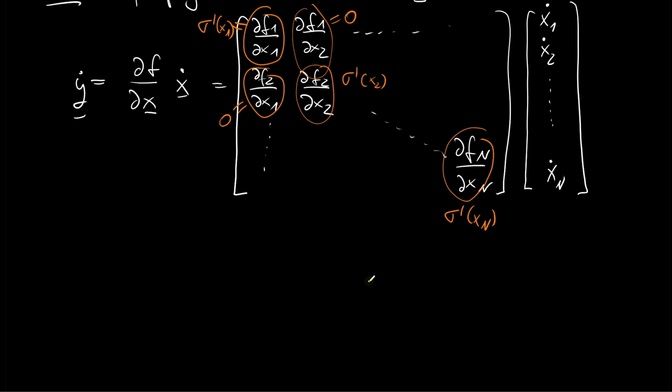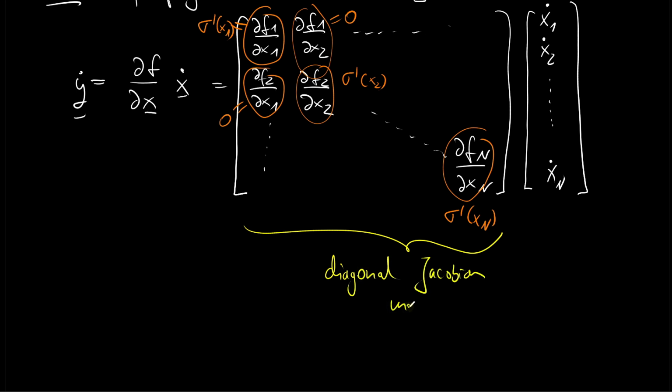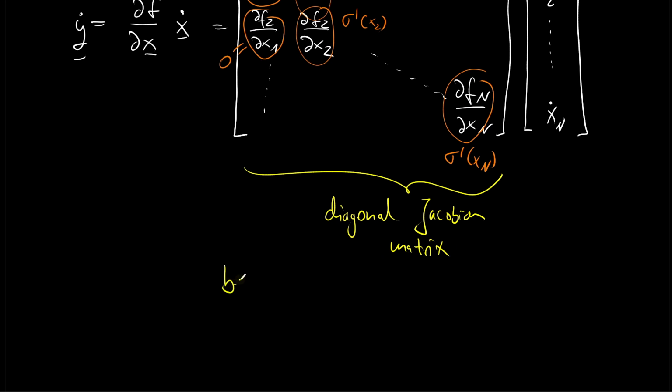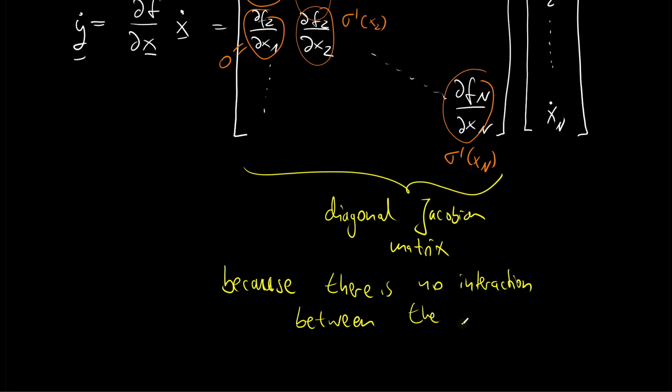So in other words, what we have is a diagonal Jacobian matrix. We always get a diagonal Jacobian matrix if the interaction of the original vector-valued function f is only element-wise, and that is by definition what our function broadcasting is doing. So it is a diagonal Jacobian matrix because there is no interaction between the dimensions in vector x.